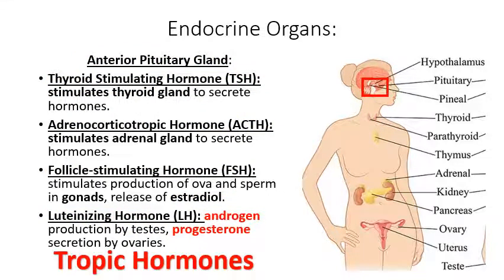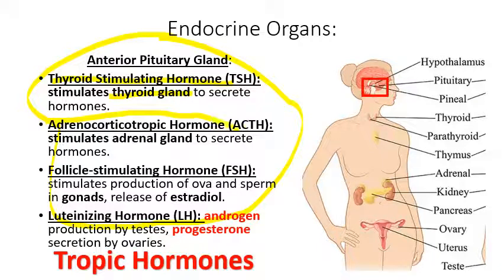Okay, so all of these are tropic hormones. Right, so the thyroid stimulating hormone stimulates the thyroid gland. Thyroid gland is an endocrine gland, so this is a tropic hormone. Adrenocorticotropic hormone stimulates the adrenal glands, which are also classified as endocrine glands, so that's a tropic hormone. Follicle stimulating hormone and luteinizing hormone stimulate the gonads, the testes and the ovaries. The testes and the ovaries are both classified as endocrine glands, and so follicle stimulating hormone and luteinizing hormone are also tropic hormones.